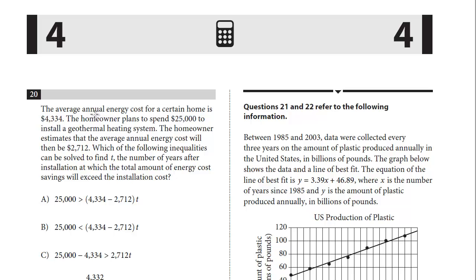The average annual energy cost for a certain home is $4,334. The homeowner plans to spend $25,000 to install a geothermal heating system. The homeowner estimates that the average annual energy cost will then be $2,712. Which of the following inequalities can be solved to find T, the number of years after the installation at which the total amount of energy cost savings will exceed the installation cost?